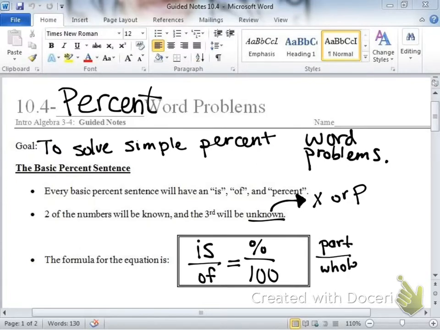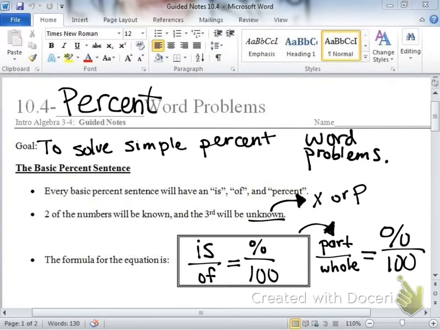The is number can also be thought of as the part, and the of number could be thought of as the whole. So an alternative way to write this would be to think of it as part over whole equals percent over 100. And I want you to put that in your notes because as we get into word problems that are a little bit more in-depth, this will be the way that I want you to think about it. So is over of equals percent over 100. Or if you don't see the words is and of, you should think of it as the part over the whole thing equals percent over 100.